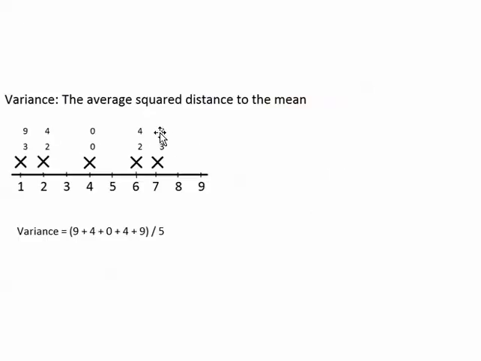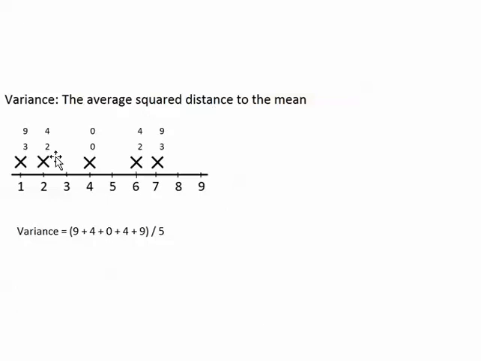Welcome back. In this video, we'll cover the last two measures of dispersion, which are called the variance and standard deviation. Let's start with the variance. The variance is the average squared distance to the mean. It's not typically used as a measure of dispersion, but it's useful in certain situations.